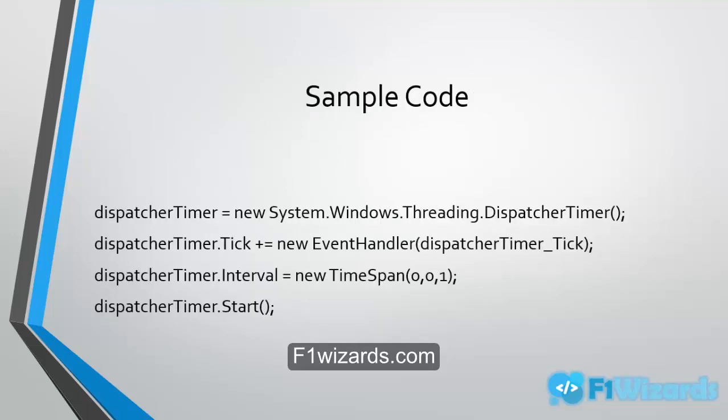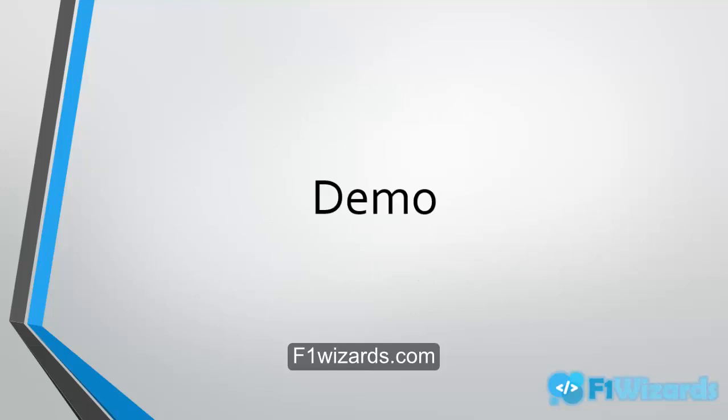Here is the sample code. The first line defines the object for this dispatcher timer which is being called from Windows.threading, and the next line adds the event handler to the tick event, and the third line is the setting of the interval. You can set the interval as 1 second in this sample code, and next we start the dispatcher timer. So without wasting much time, let's quickly jump to the demo part.